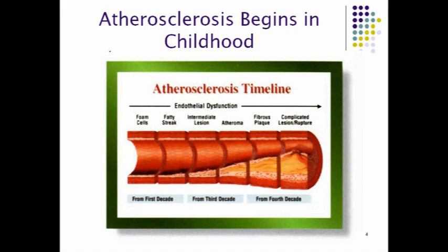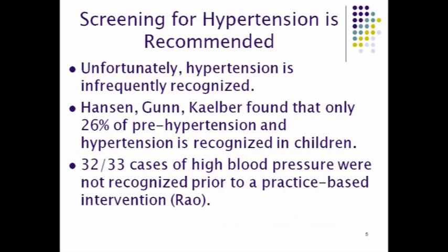Heart disease begins very, very early in life, and the risk factors for heart disease later in life actually have their origins very early on in childhood, including high blood pressure, which is the focus of our discussion today. We know that screening for hypertension is recommended. Unfortunately, it is very infrequently recognized. From the Cleveland Clinic, which is a fairly advanced healthcare system with widespread implementation of electronic health records, Hansen, Gunn, and Kilber, going back to about 2007, found that only about 26% of pre-hypertension, so that's blood pressure that's elevated but not to the point of hypertension, and hypertension was being recognized in children when they did a detailed chart audit.